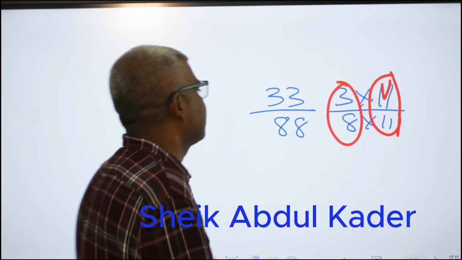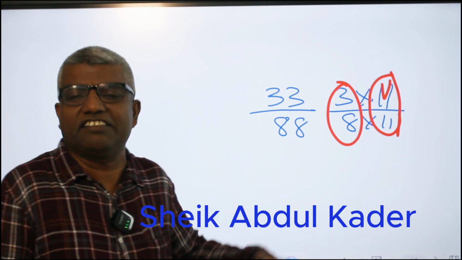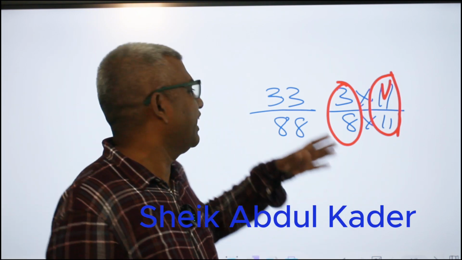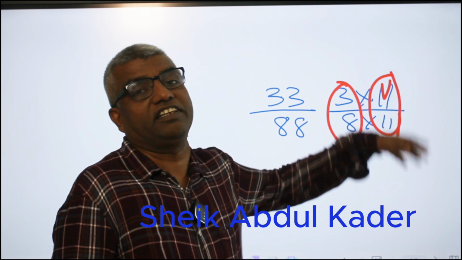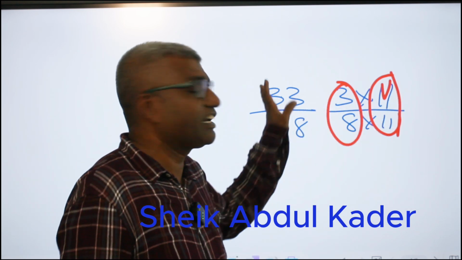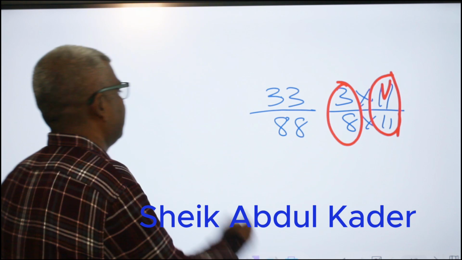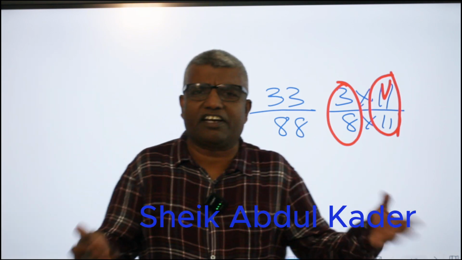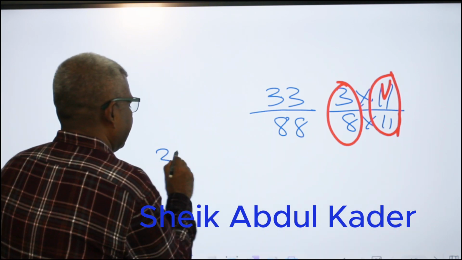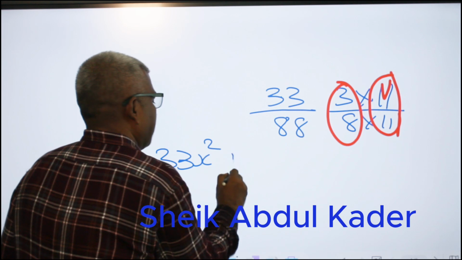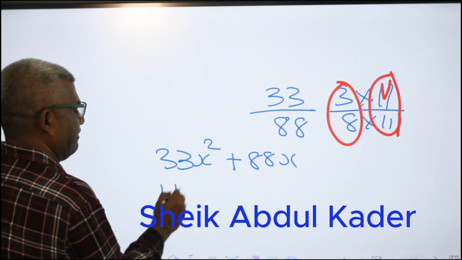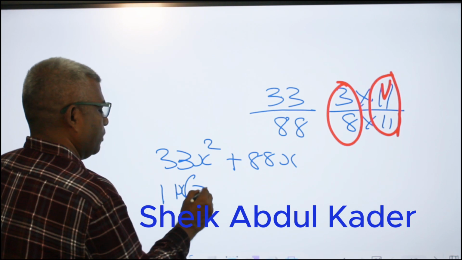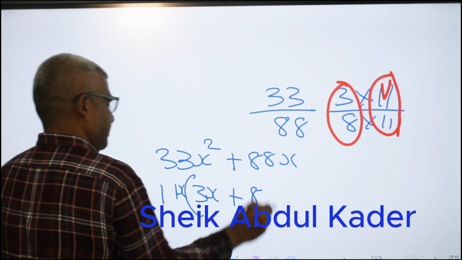The second one is to find the highest common factor. If you know the divisibility, we can find the highest common factor. Here the highest common factor is 11. Third, to find the factorization, for example, 33x squared plus 88x, take 11x out: 11x times 3x plus 8.